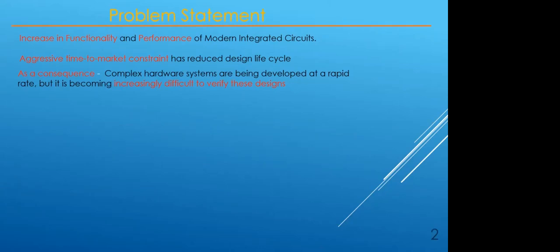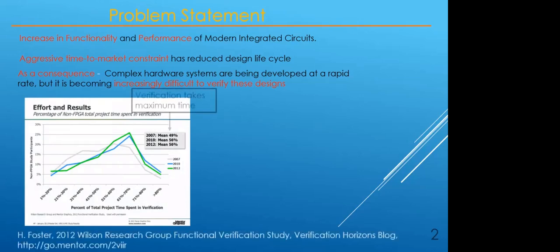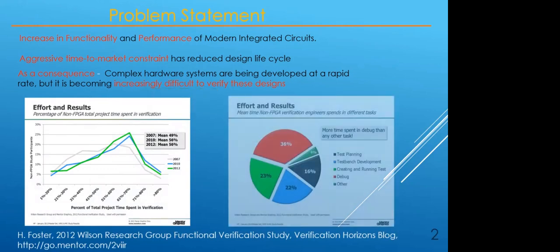As a consequence, complex hardware systems are being developed at a rapid rate, but it is becoming increasingly difficult to verify these designs. This continues to worsen even after spending more than 50% of the time of the project on verification. As shown in this graph, taken from the 2012 Wilson Research Group Functional Verification Study, in some projects, even more than 80% of the time is devoted to verification. The verification task that takes most of the effort is the debugging work.